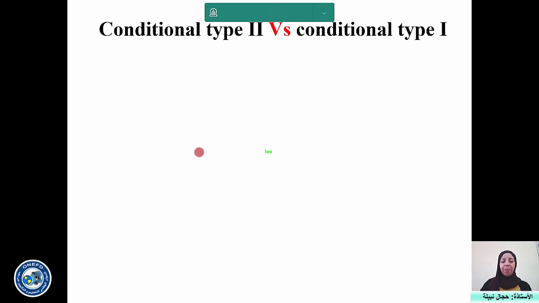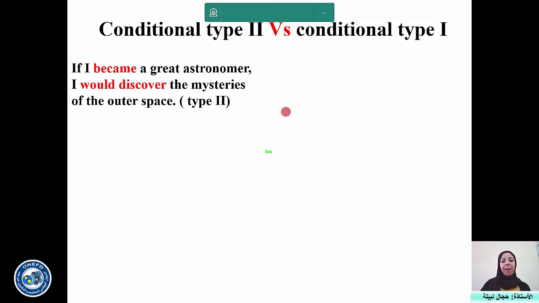To make it clear, let's have a quick revision or a quick comparison between conditional type 2 and conditional type 1. Look at the first sentence. If I became a great astronomer, I would discover the mysteries of the outer space. You should agree with me that this is type 2. As you can see, we have used became as a past simple in the condition and would discover as the conditional present in the result.